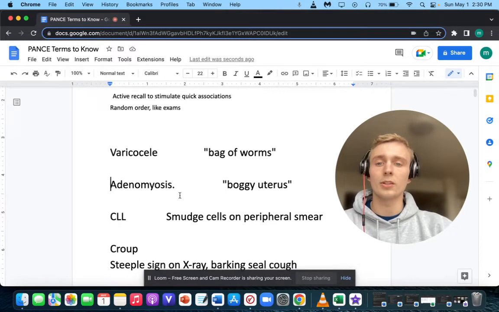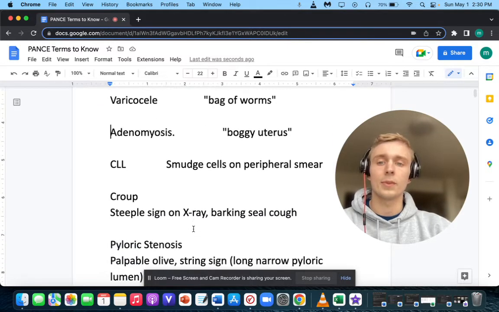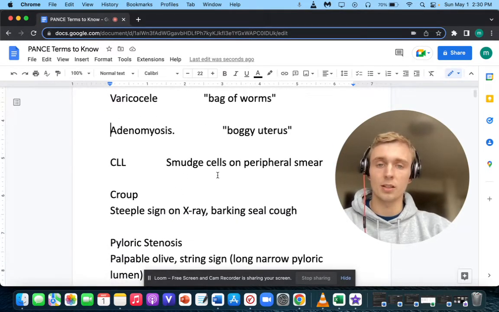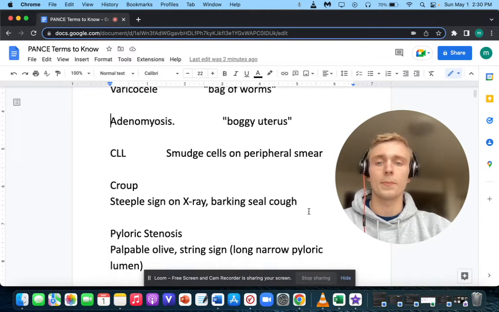So boggy uterus, adenomyosis. Smudged cells on the peripheral smear, you want to think of CLL. How you can remember that, somebody said crushed little lymphocytes, CLL. Chronic lymphocytic leukemia, that's smudged cells on the peripheral smear.